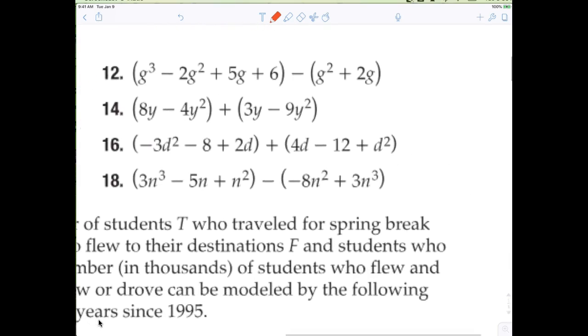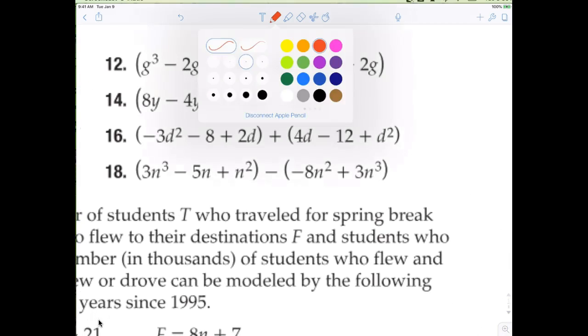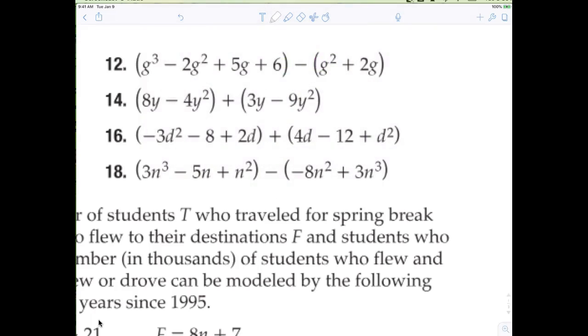Now what's the problem with number 12? But do I really need these parentheses here? No, I don't really need those parentheses. Do I need the second set of parentheses? The answer is definitely yes.